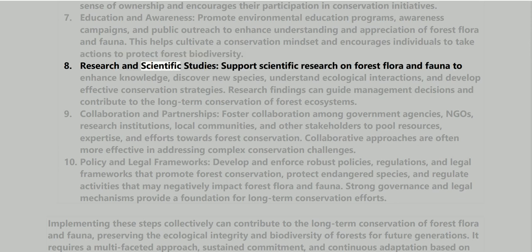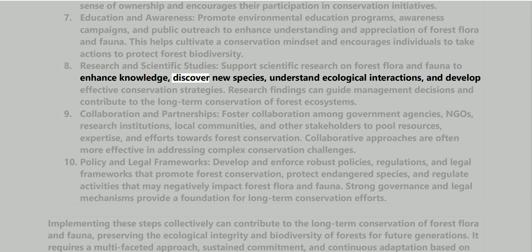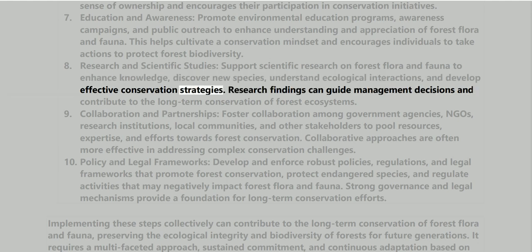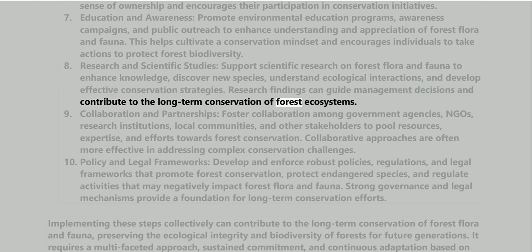8. Research and scientific studies. Support scientific research on forest flora and fauna to enhance knowledge, discover new species, understand ecological interactions, and develop effective conservation strategies. Research findings can guide management decisions and contribute to the long-term conservation of forest ecosystems.